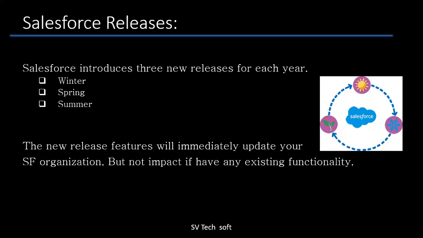Salesforce releases new features three times each year based on the seasons: winter, spring, summer. For each season, Salesforce comes up with the new features. Whenever it does, it won't have any impact on the existing functionality or behavior. Salesforce takes care of this because very huge companies and clients are already using Salesforce. If new features had any impact, the whole functionality would break, correct or not? Their business would go down. So Salesforce takes care: they release new features based on the season, and it will not have any impact.